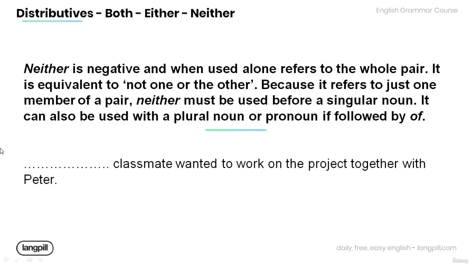Now, read the following sentence and fill in the blank using the appropriate form of the distributive neither. Classmate wanted to work on a project together with Peter. Neither classmate wanted to work on the project together with Peter.